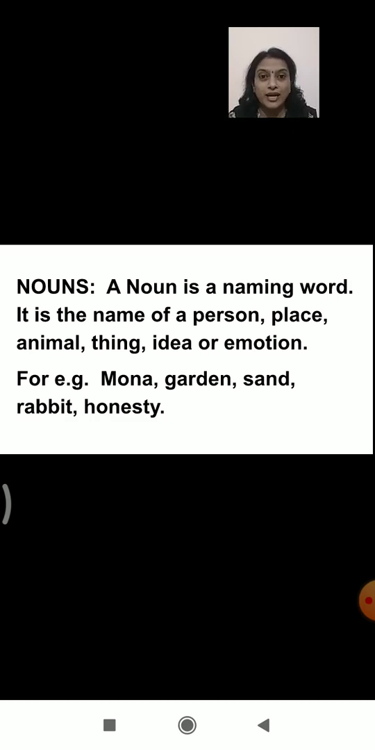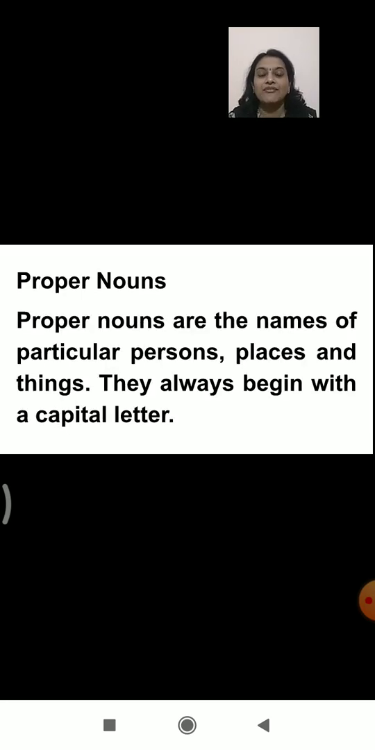For example, Mona, name of a person. Garden, it's a place. Sand, it's a thing. Rabbit, it's an animal. Honesty, it's a quality, right? And we learned about three kinds of nouns. Which are they? Proper nouns, common nouns, and collective nouns, right? So we learned three kinds of nouns.